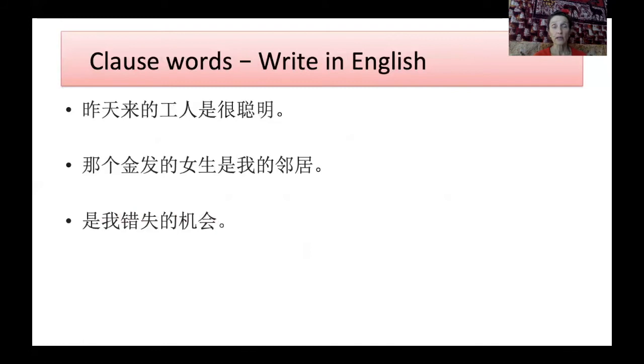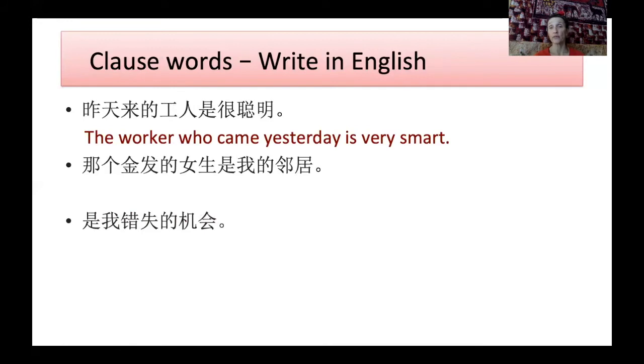昨天来的工人是很聪明. So the two ideas, the new worker came yesterday, and this person is very smart, seems very smart. So how do you put those two ideas together? And what clause word do you use? Do you use the word who? Do you use the word that? Because it's referring to a person. What could you use? The worker who came yesterday is very smart. But you may hear some people say the worker that came yesterday is very smart. Who sounds better.